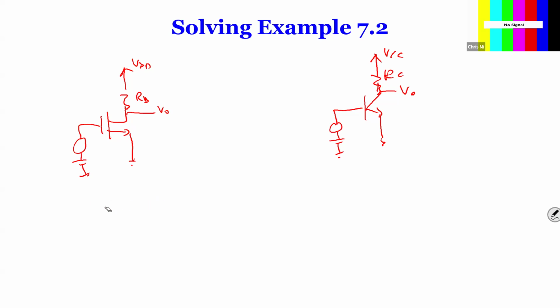So VDS has to be larger than VOV, and VOV is VGS minus VT. So VO min is going to be VOV. That's your minimum voltage. That's your minimum output. And your maximum output, so apparently, as long as your VDS is larger than VOV, it's always in saturation.